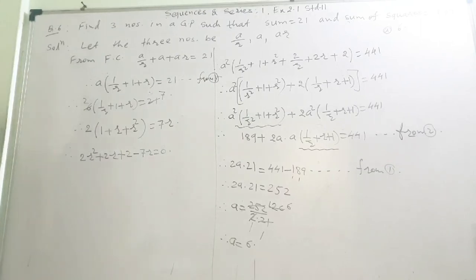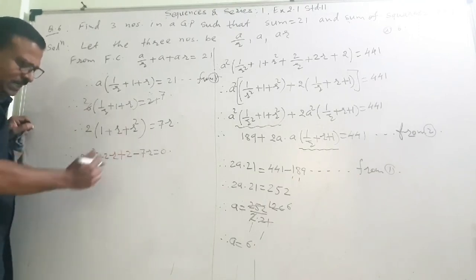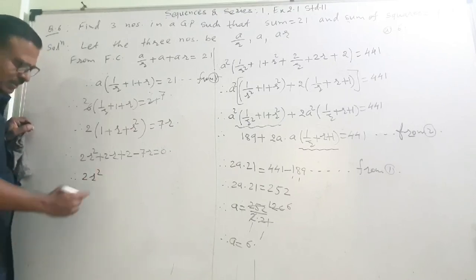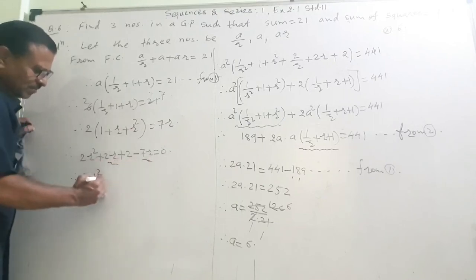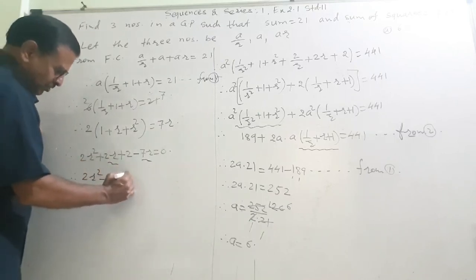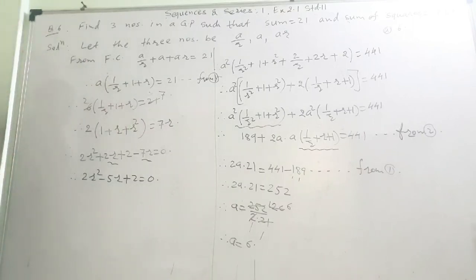Hope that you have understood. I am changing the pen now. So what do you want? You want to factorize this. Therefore, first of all, I will write 2r square. For this and this, it will become minus 5r. And this is plus 2 is equal to 0. Hope that you have understood this well.